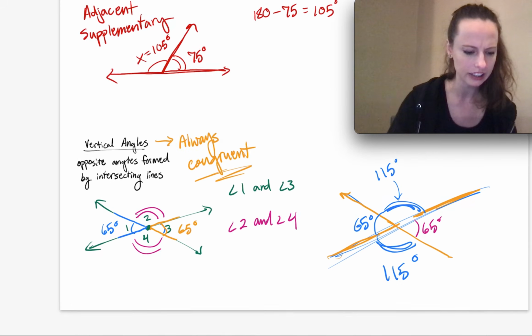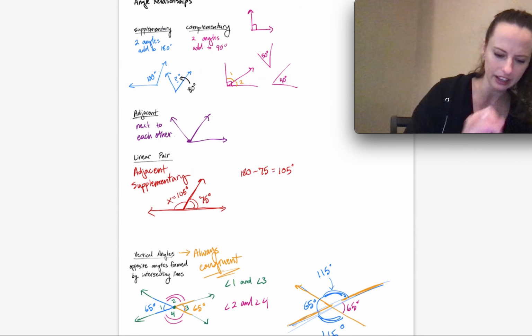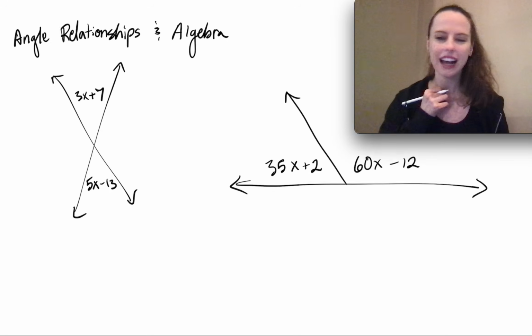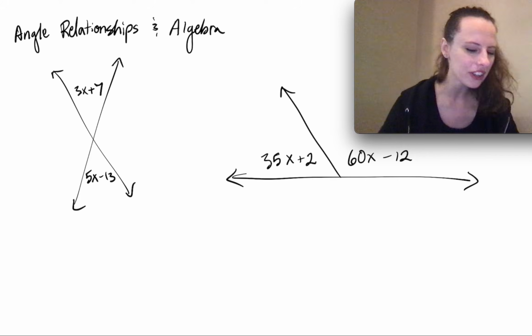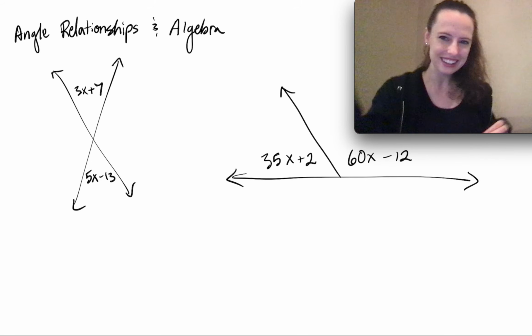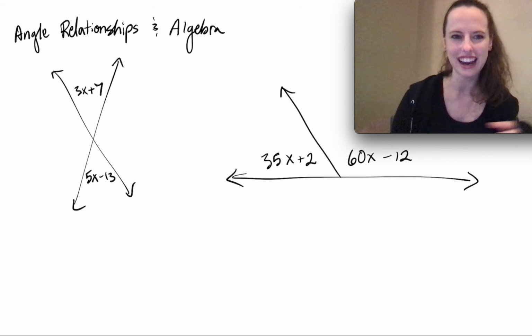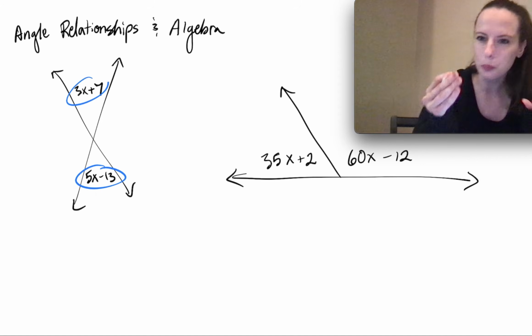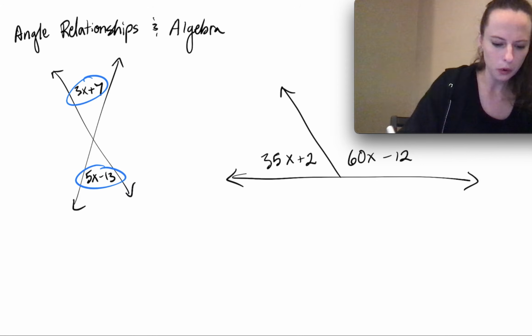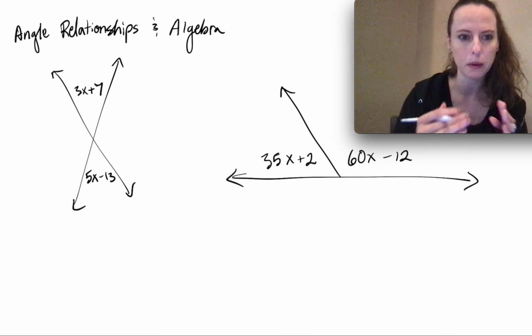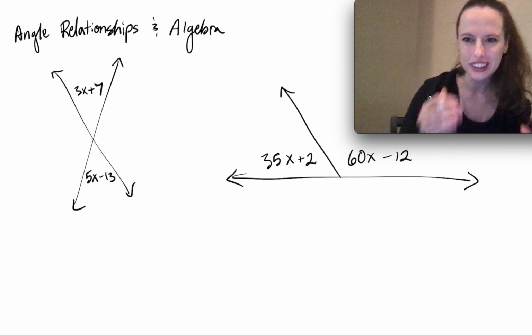All right, finally, we have one more thing to talk about, and that is angle relationships and algebra. So now, the only difference is that instead of just working with numbers and asking what this missing angle is, every angle has some sort of algebra expression inside of it that represents that angle. So you really want to start by just looking at the relationship. How are these 2 angles related to each other?